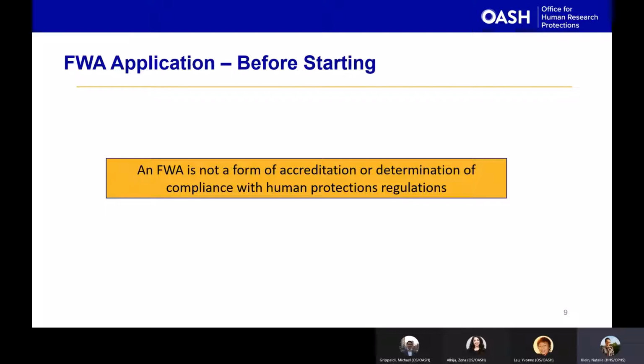Finally, before starting, we're often asked whether the FWA is a type of accreditation, so I want to clarify that this is not the case. Holding an FWA means that an institution has submitted all of the documentation OHRP requires to constitute a commitment by the institution to comply with the regulations for human research protections in the Common Rule, but it's not a compliance or accreditation determination.